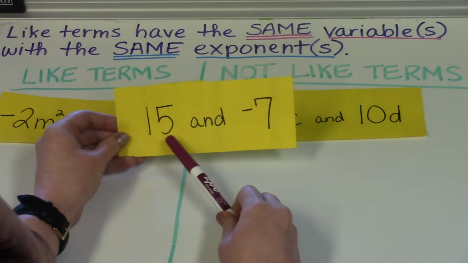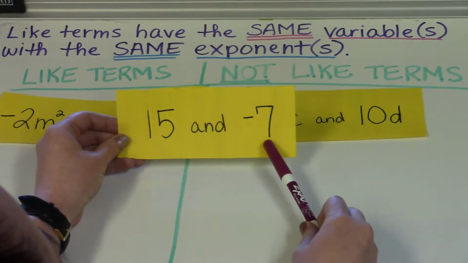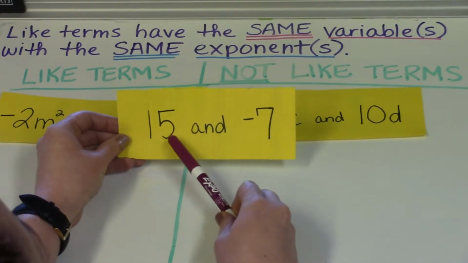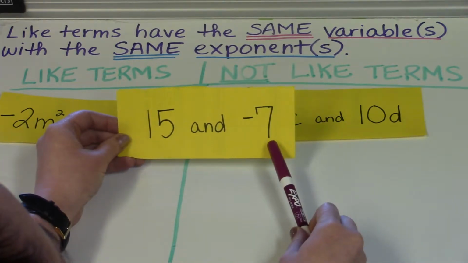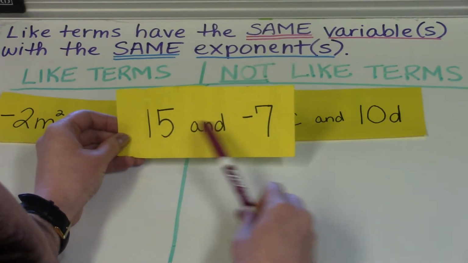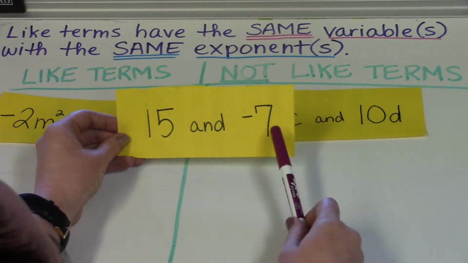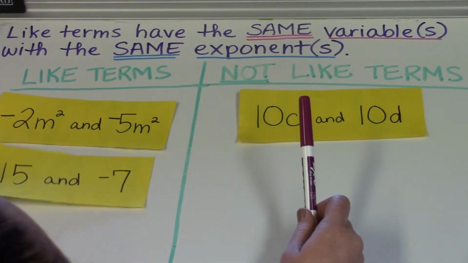For the next example, we have the number 15 and the number negative 7. Neither term has a variable, so these are actually called constants. Because both terms are just single numbers, we would consider these like terms.